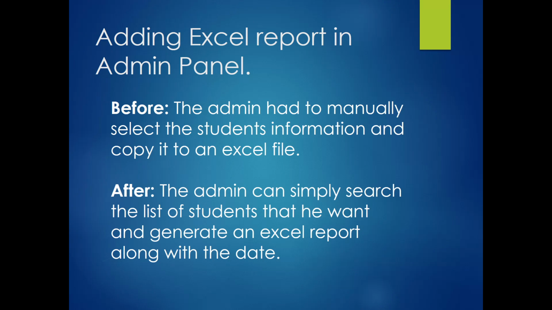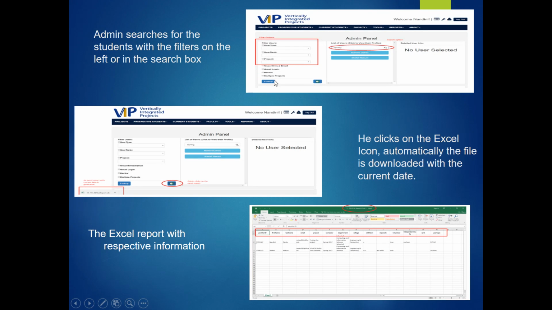the admin can search the students that have registered, and can filter those options using the filters on the left, for example whether the term is spring or fall, whether they're freshman, or whether they're faculty. Once he searches, a certain set of information is displayed in this section, and that information can be easily generated into an Excel file.